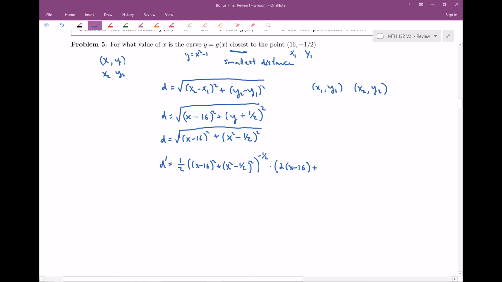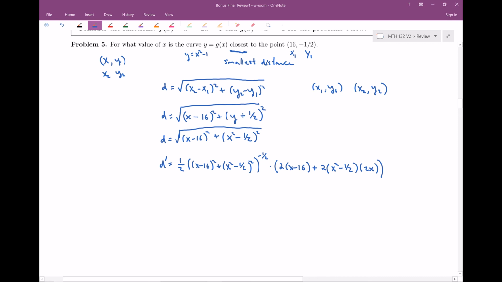This is a little bit more complicated, but again, I bring down the 2, leave the inside alone, and then I multiply by the derivative of the inside. So the derivative of x squared is going to be 2x. All right, that was the derivative of the inside. Again, that's the derivative of (x minus 16) quantity squared plus (x squared minus 1/2) quantity squared.